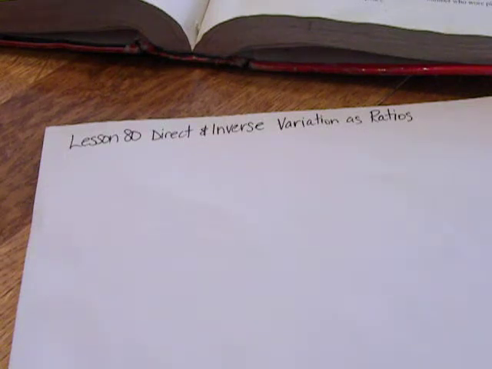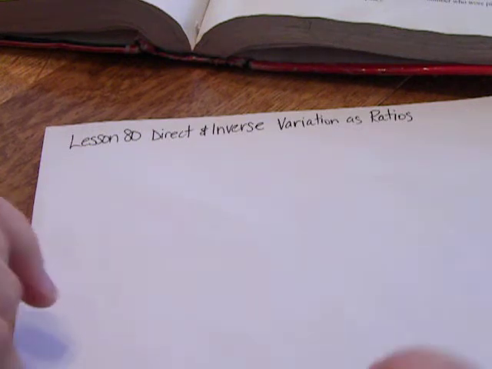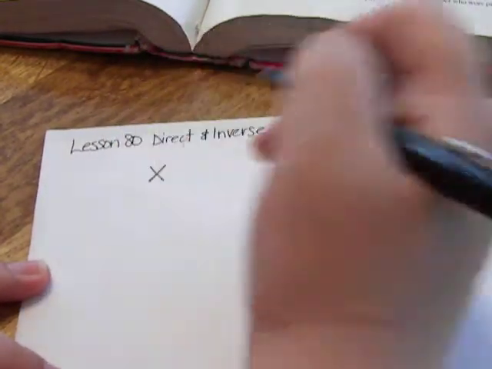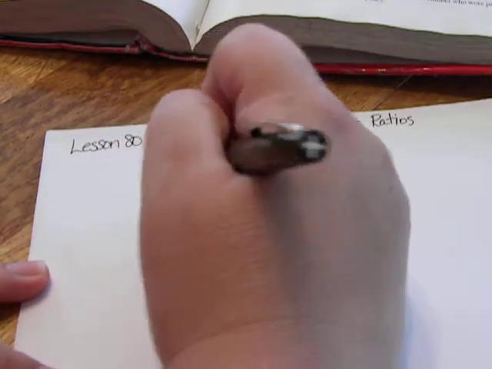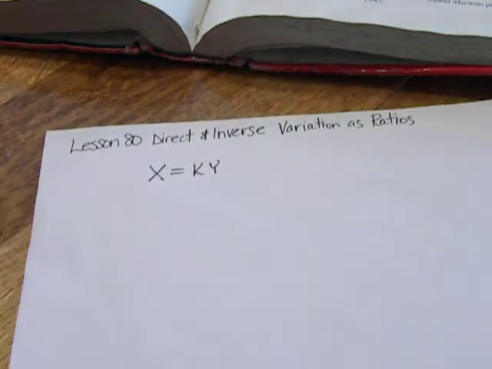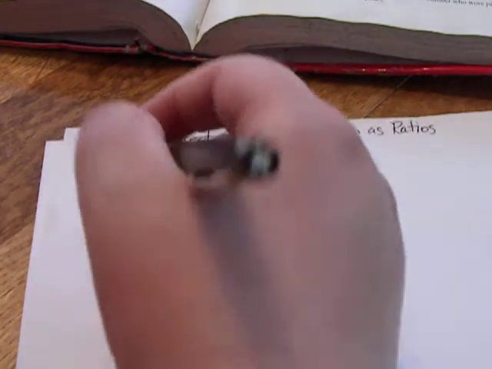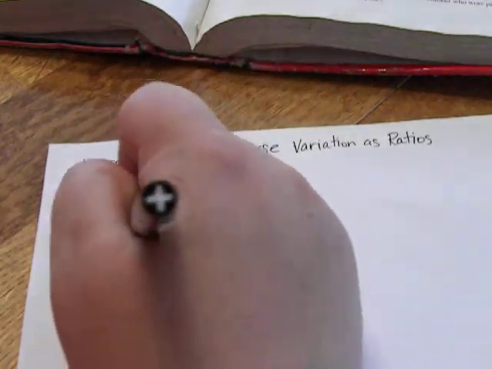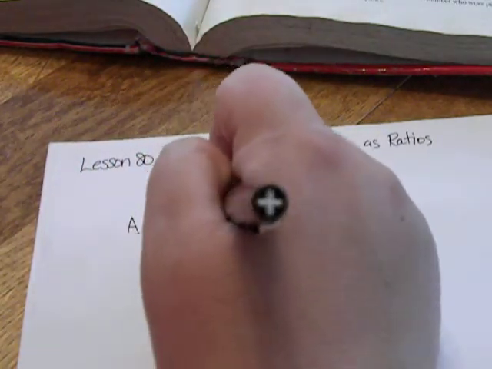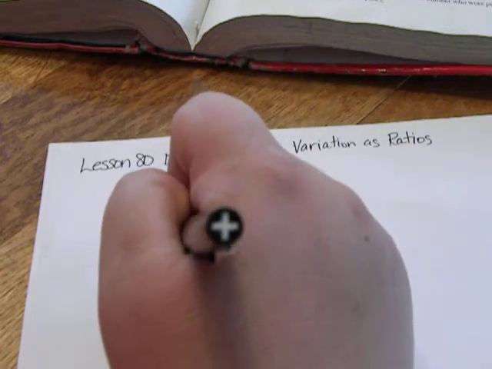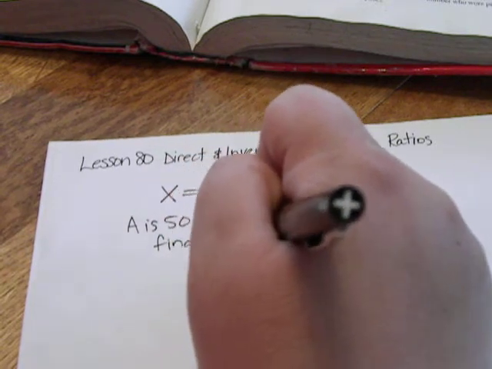Hey, this is Algebra 2, Lesson 80, Direct and Inverse Variation as Ratios. So we've already done direct and inverse variation, and the equations that you have used: if x varies directly as y, you know x equals ky, and you use that equation to help you solve your problem. So for example, if a varies directly as b, a is 50 when b is 5, and it says find a when b is 7.